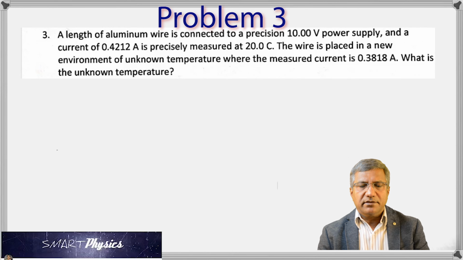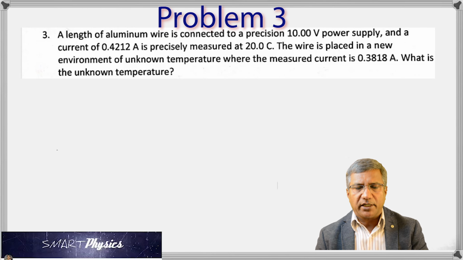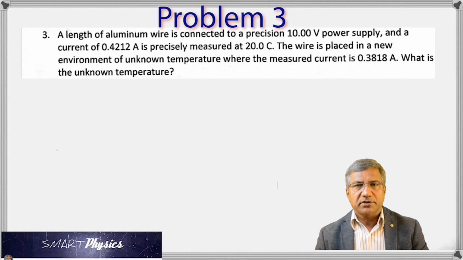In this question, a length of aluminum wire is connected to a precision 10-volt power supply, and a current of 0.4212 ampere is precisely measured at 20 degrees Celsius. So you're given the voltage and you're given the current. The wire is placed in a new environment of unknown temperature where the measured current is 0.3818 ampere. What is the unknown temperature?